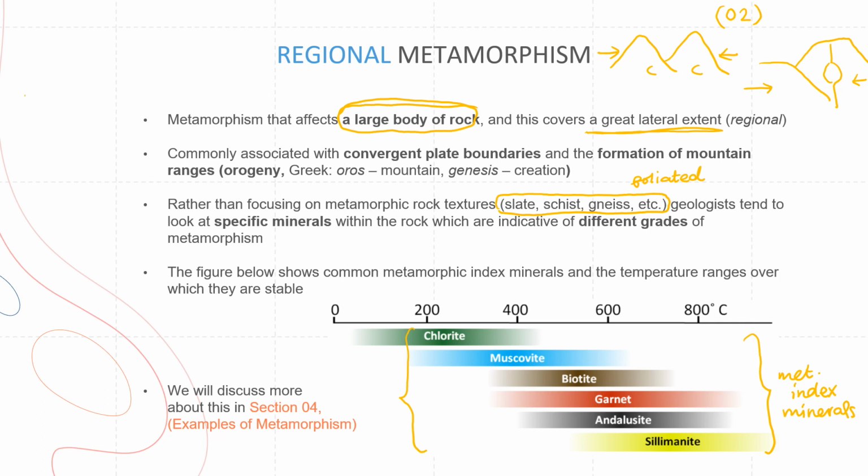So much like the index you would have on a folder or your phone book, these index minerals will tell you where things are. Or in this case, what kind of grade of metamorphism is in that area. So here we have the different minerals, and they're arranged by the temperature ranges in which they are stable. And we'll talk about this more and why it is significant in section 4, where we discuss the different types, the different examples of metamorphism.